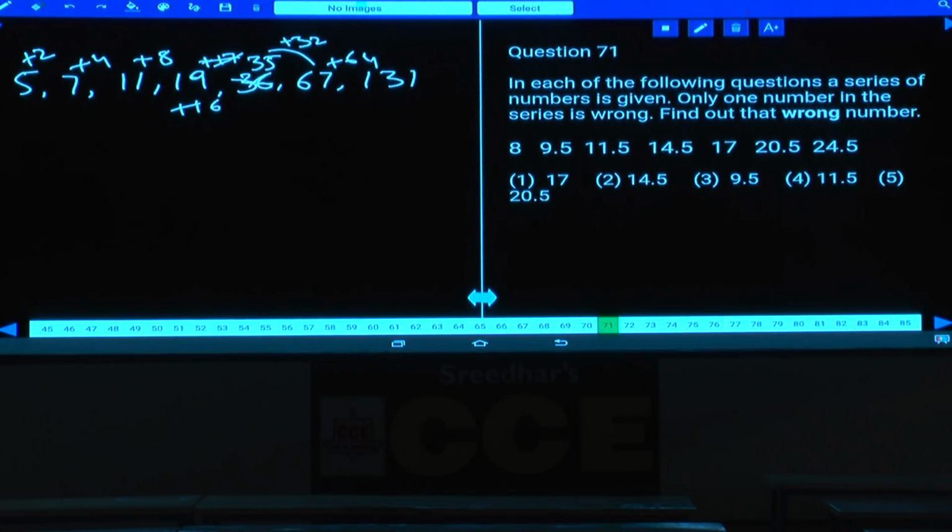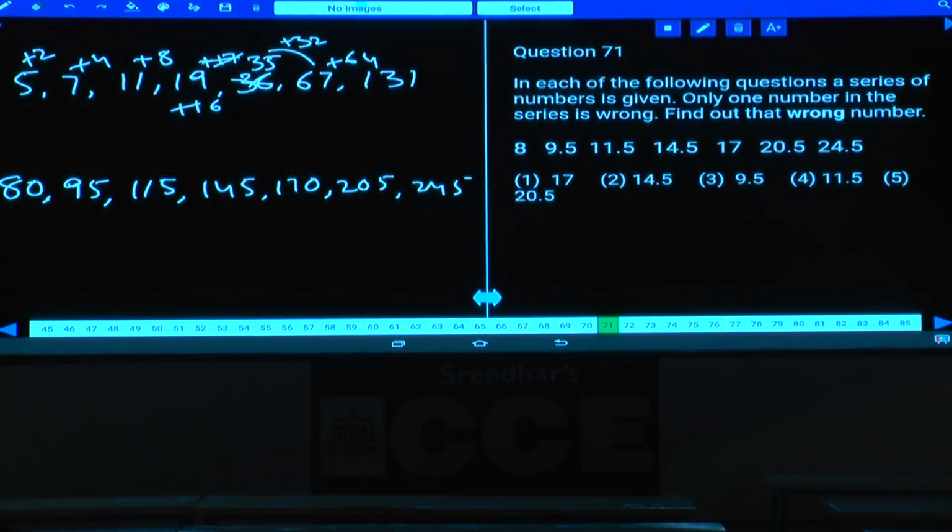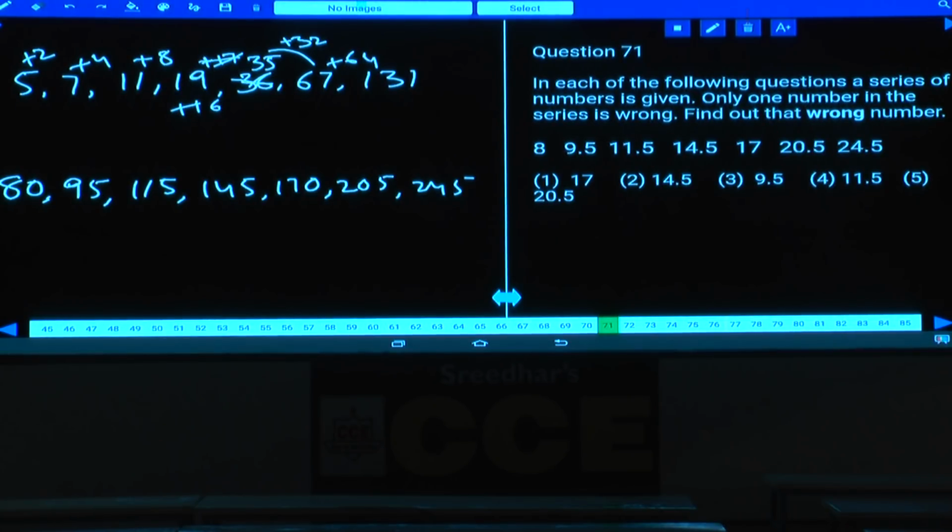Now in this question number 71, if you observe here there is only one decimal in this one. As there is one decimal, convert this by multiplying each of these numbers by 10. 80, and the next one is 95 and the next one is what? 115. After this 115, 145, 170, 205, then after 205 is what? 240 for the numbers.